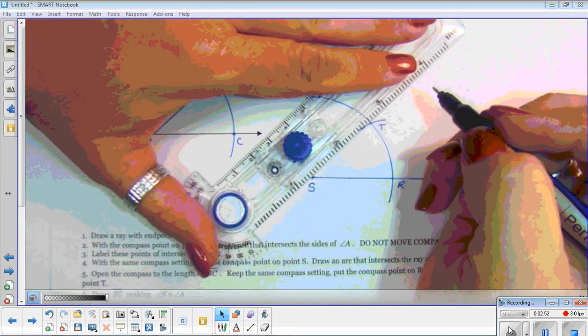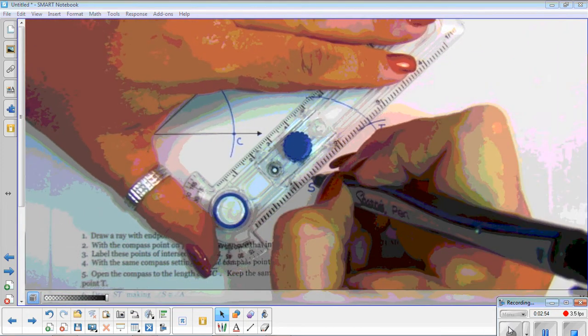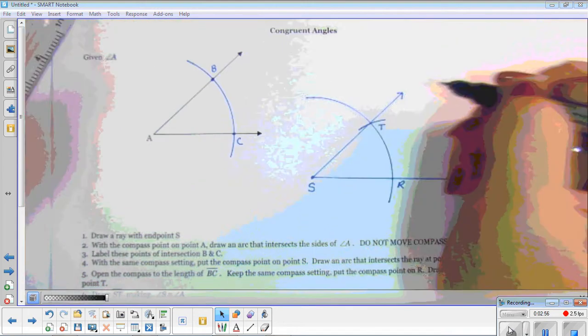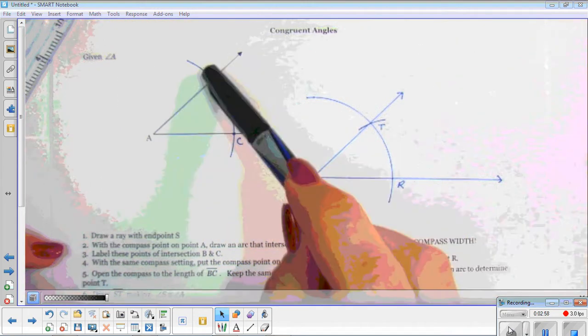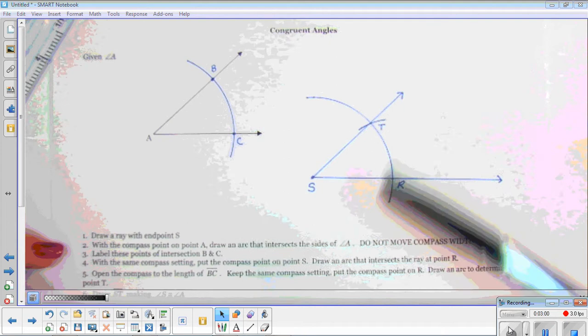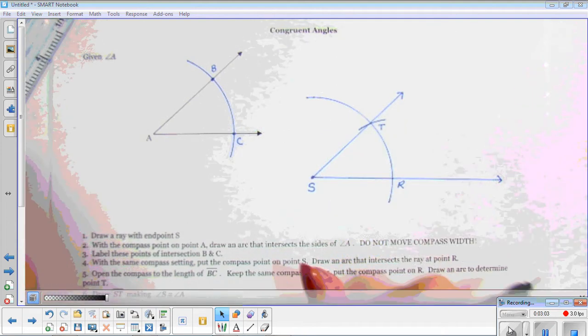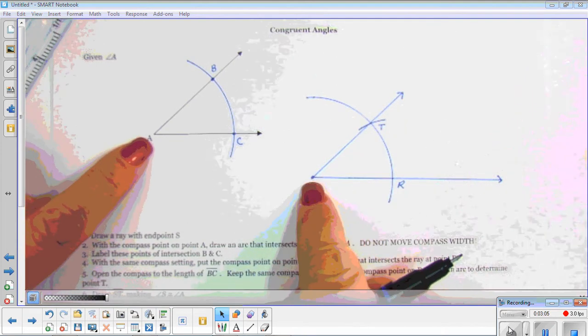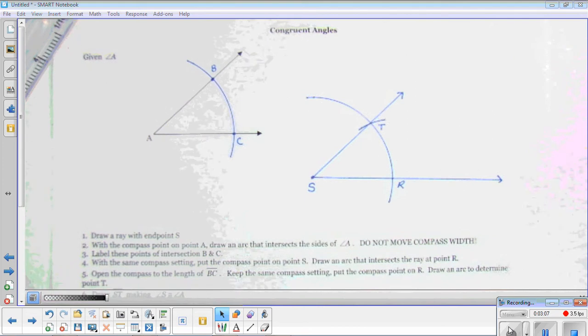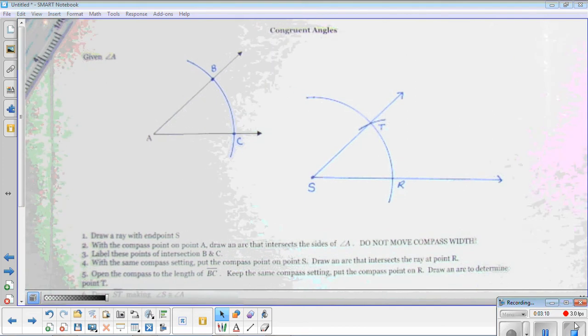And if I draw in ray ST, that should complete my angle, and angle BAC should be the same measure as angle TSR, or in other words, angle A and angle S should have the same measurement. You should now try the construction yourself.